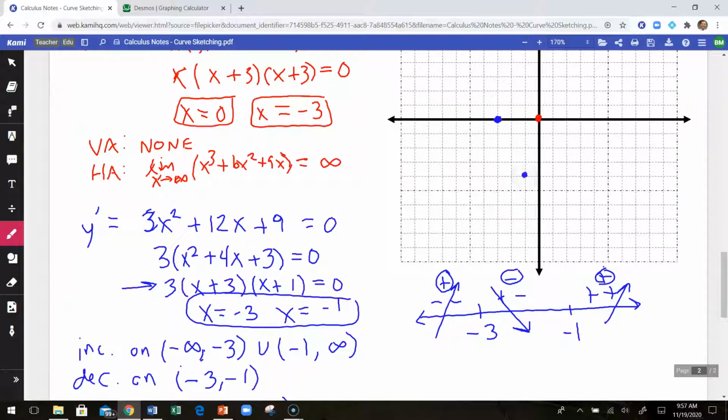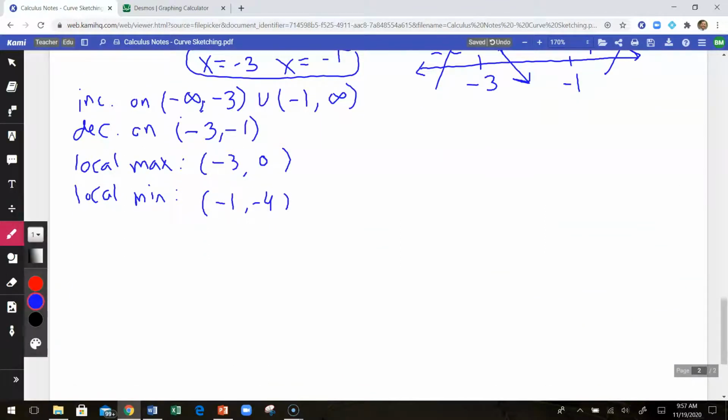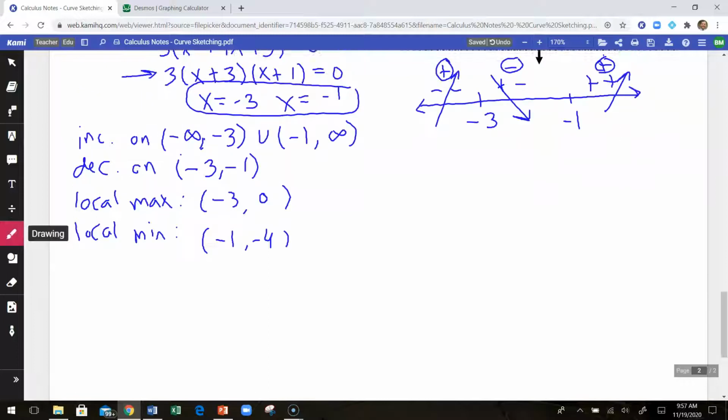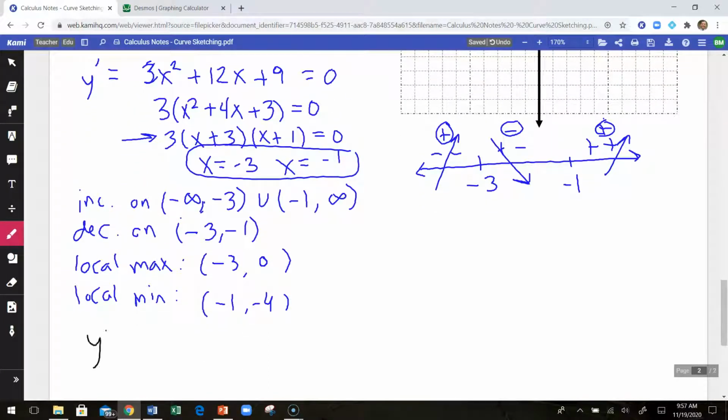Okay, we will move on to the second derivative. Okay, so the first derivative tells us all that information. The second derivative, y double prime, is going to be 6x plus 12.